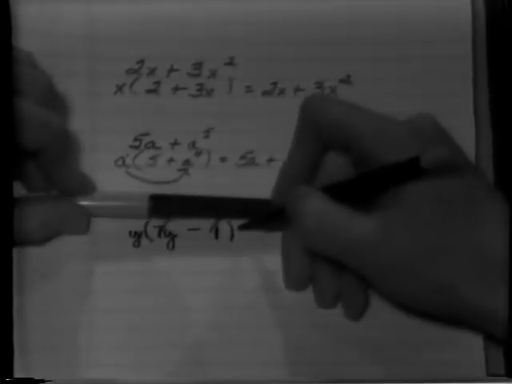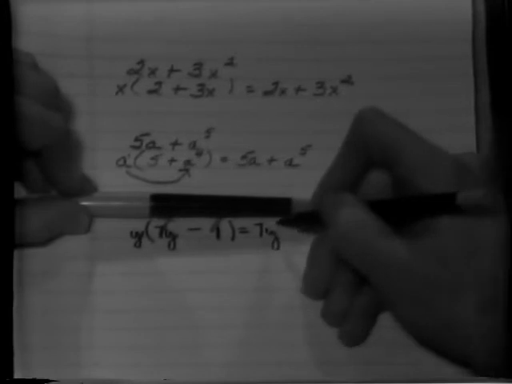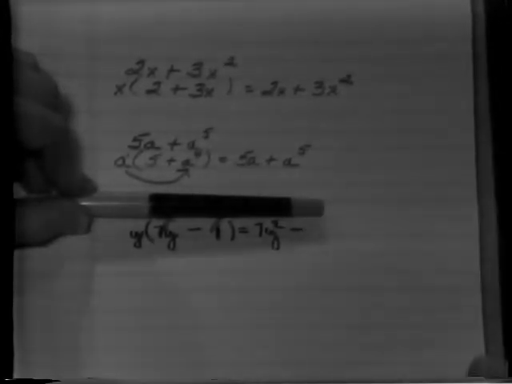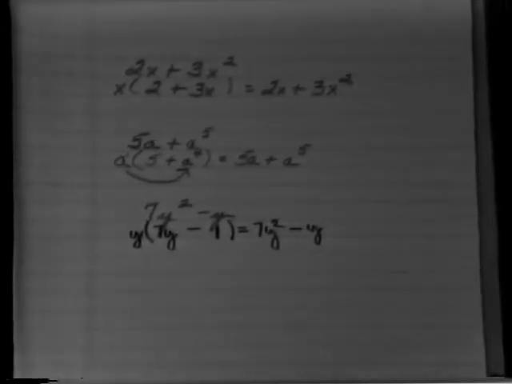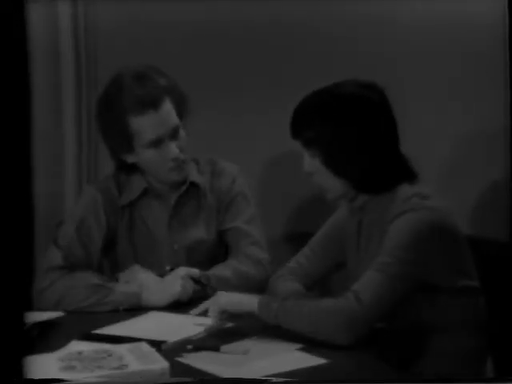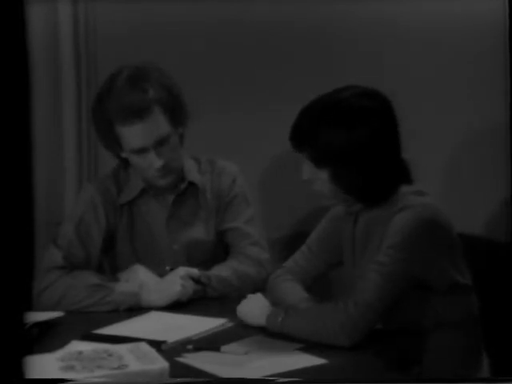Now I have to do the distributive check, and I'd want to cover this up and try to multiply. y times 7y would be 7 and 2 factors of y, minus y times 1, which would give me just the y, which is what I started with. So make sure when you're doing these problems that you do the 2 checks, the one inside as well as the multiplication check.